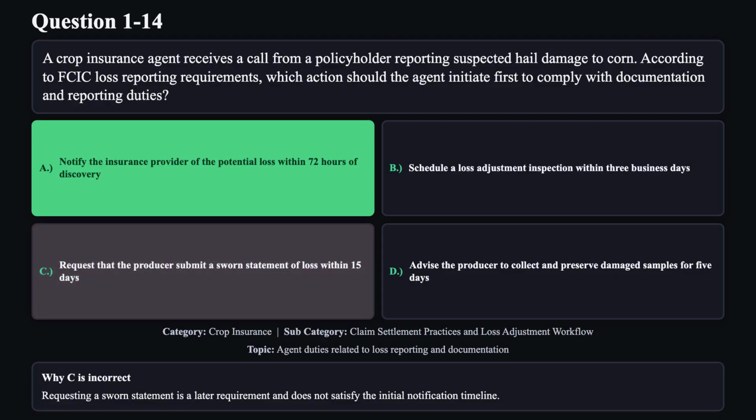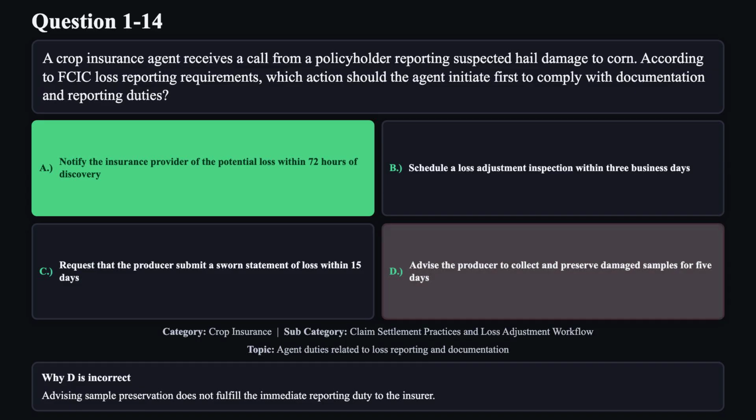Reason C is not correct. Requesting a sworn statement is a later requirement and does not satisfy the initial notification timeline. Reason D is not correct. Advising sample preservation does not fulfill the immediate reporting duty to the insurer.